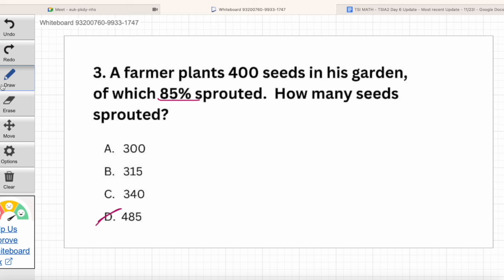Now, there's a definition of percent, and I think I probably addressed this way back on day one of the course. But percent means per 100 or out of 100. I think it's really helpful to understand that. Cent means 100. It's Latin for 100.